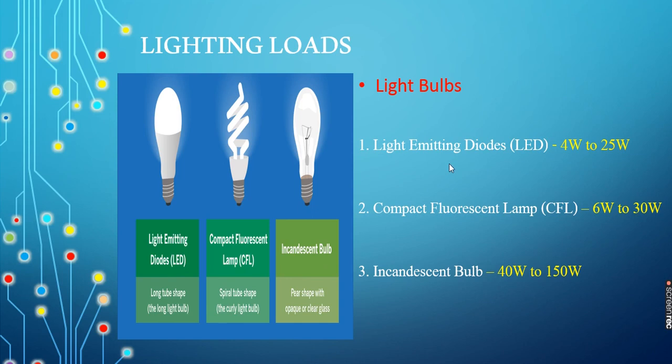Now we'll discuss the power rating. First one, the light emitting diode. Its power rating is around 4 watts to 25 watts. Second one, the compact fluorescent lamp, CFL lamp. Its power rating is around 6 watts to 30 watts. Third one, incandescent bulb. Its power rating is around 40 watts to 150 watts.